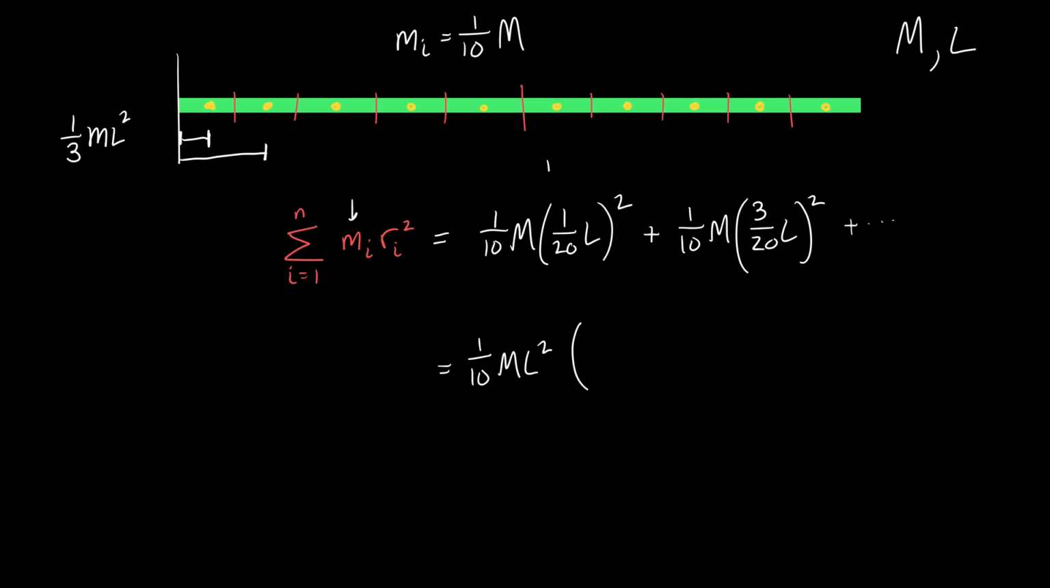Now, this makes sense because I think our answer is going to have something to do with ml squared. That seems pretty reasonable, right? Now it's just whatever we get inside this thing. And we already know the first one is 1/20th squared plus 3/20ths squared.